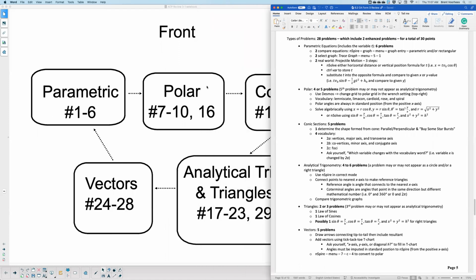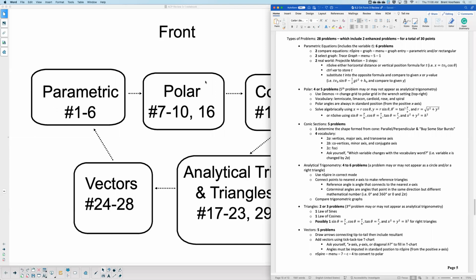It's going to describe the types of problems. You're going to have 28 questions when you take the test next time around. Two of them are what they call enhanced problems. I made a bunch of examples of this, and I'll show you in a second. But you're going to have 28 questions, and I break them down into 6 types.